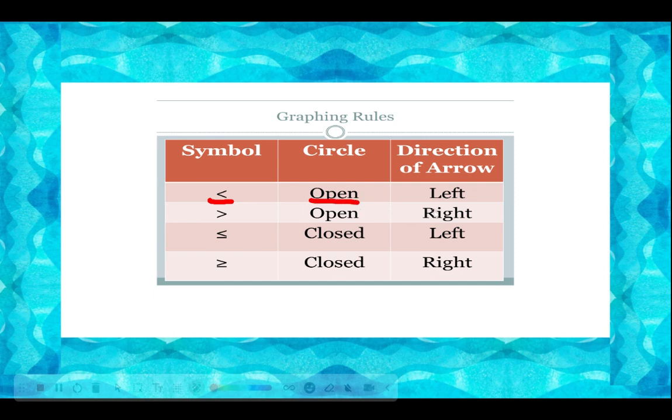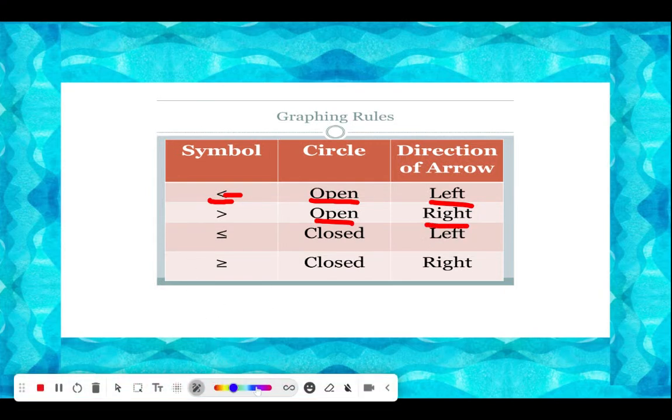Okay, so now, when we graph inequalities, when you have the less than symbol, we're going to have an open circle going to the left, right? If you use my little trick, make a little arrow out of this and it's going to the left. Greater than, we have an open circle going to the right. This will make more sense in a few minutes.